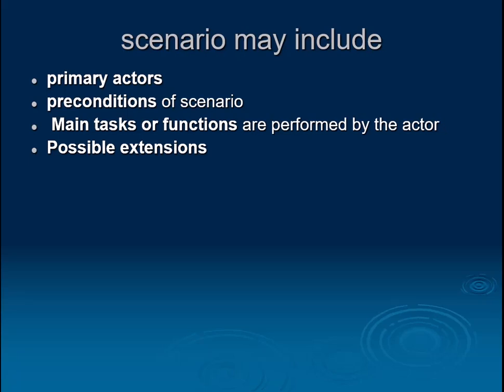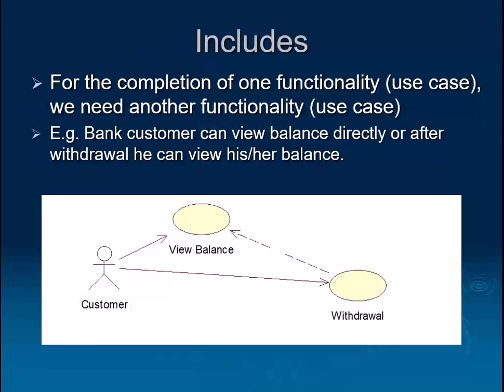And possible extensions. What are extensions? It means one use case can be extended to further use cases. We have two types of extension. One is called include. What is include? For the completion of one high level functionality, or one user requirement or use case, we need another functionality. So for one use case we must mention some other use case.